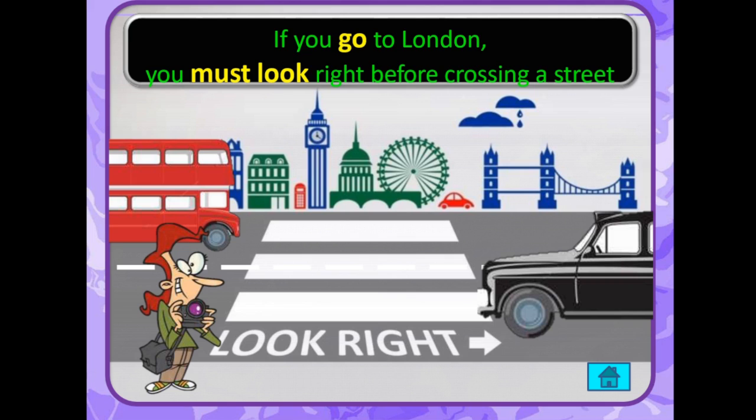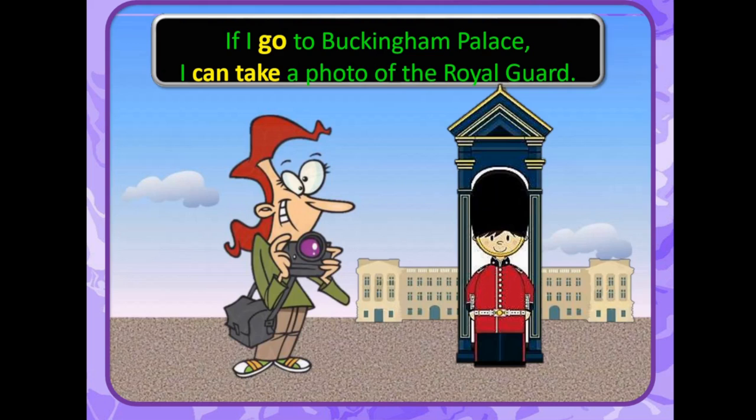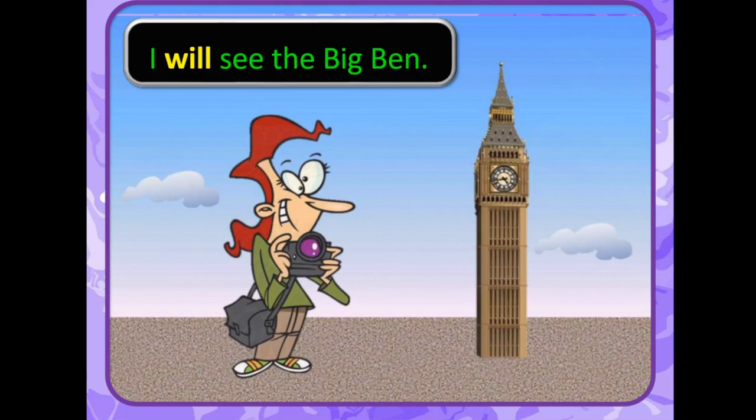Because it didn't happen yet, or it's not happening yet, it might happen in the future. It is something that is possible, but its certainty is unknown because it depends on another event. So if you go to London, you will see the Big Ben. But if you don't go to London, then you won't see the Big Ben, right?